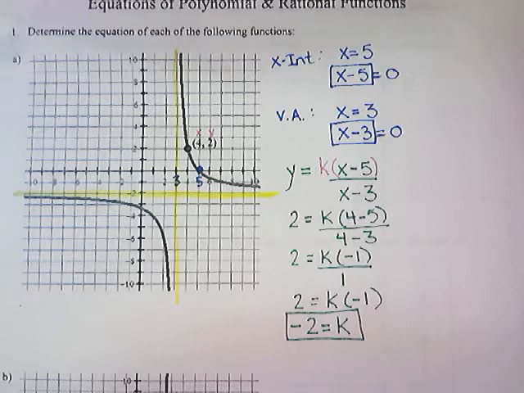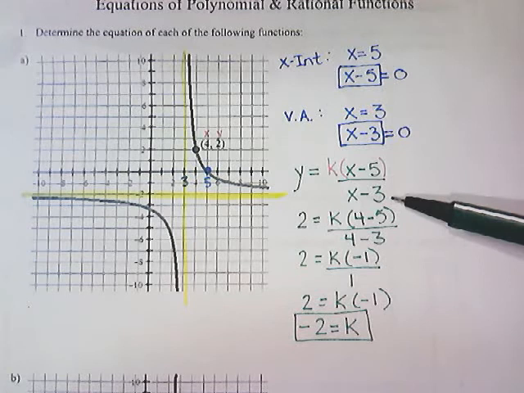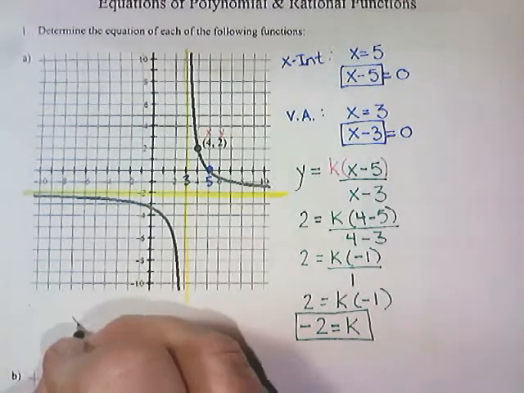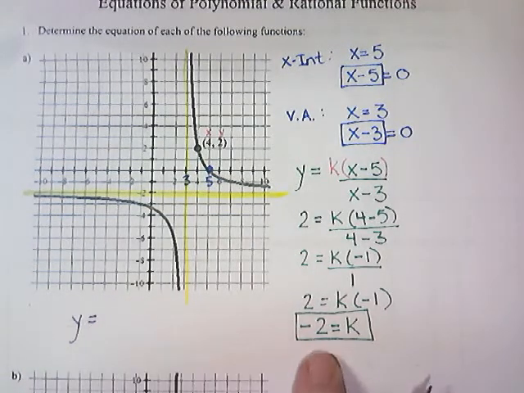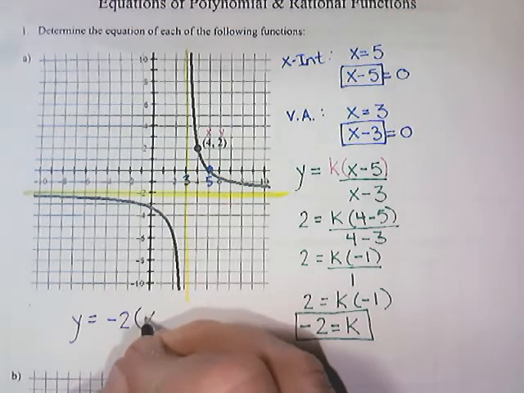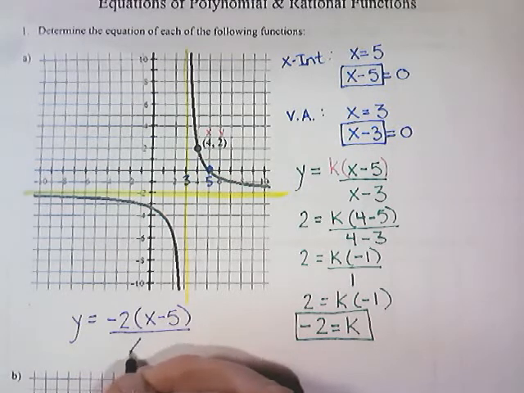So the last thing I need to do is take my x-intercept, my vertical asymptote, and my new K value and write my final equation. So my final equation is going to be y equals -2 times x minus 5 divided by x minus 3.